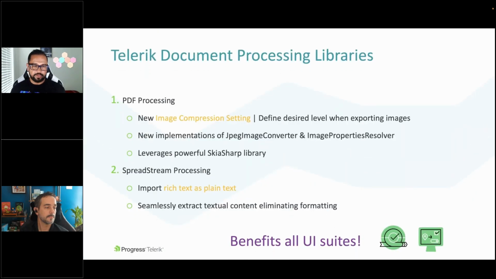So a couple of big enhancements with PDF processing. We can now do image compression setting. You get to control the desired level of compression that you need when you are building and shipping off a PDF. And we are using things from SkiaSharp that control how we implement things for JPEG images and image properties. So you get more fine-tuned control over exactly how images are rendered for your PDFs.